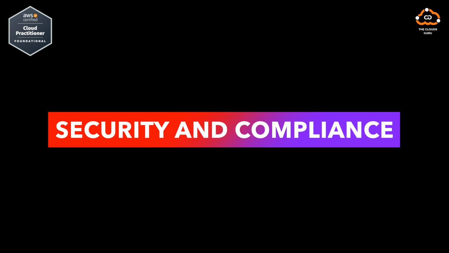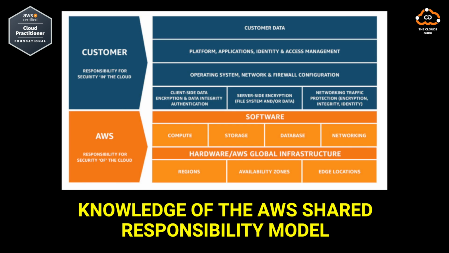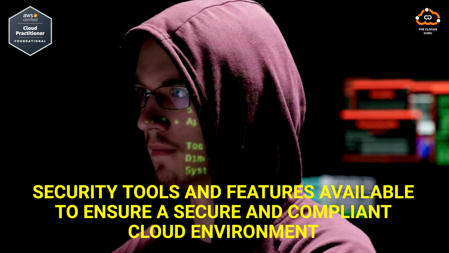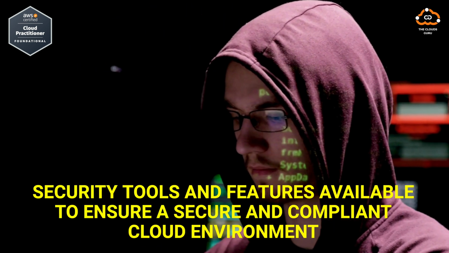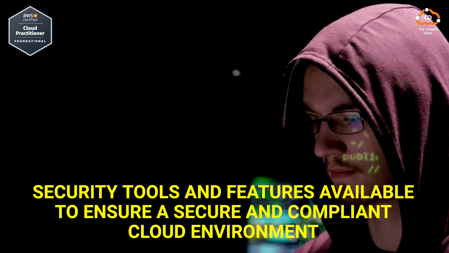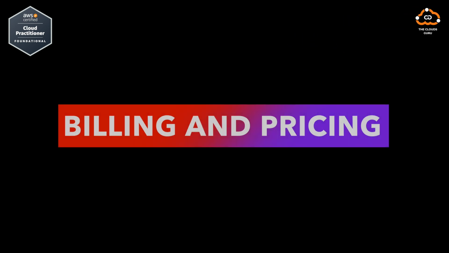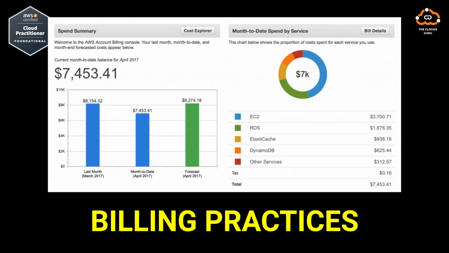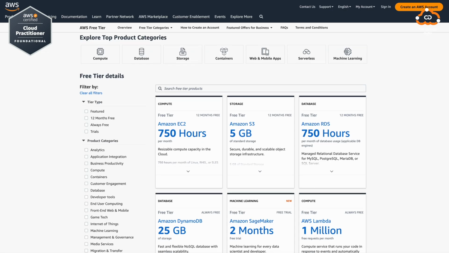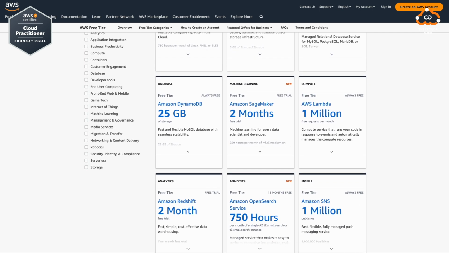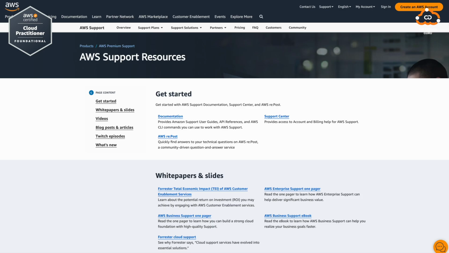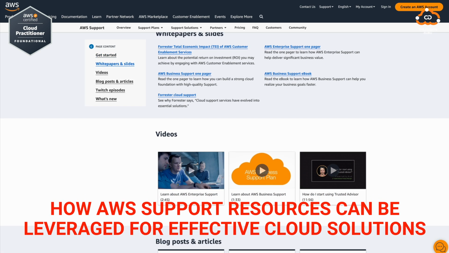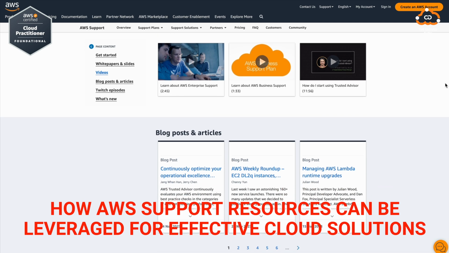Security and compliance, knowledge of the AWS shared responsibility model, which outlines AWS's role in security, and the security tools and features available to ensure a secure and compliant cloud environment. Billing and pricing, understanding AWS pricing models, account structures, billing practices, and how to optimize costs for various AWS services. Support and deployment, insights into AWS deployment and management services, and how AWS support resources can be leveraged for effective cloud solutions.